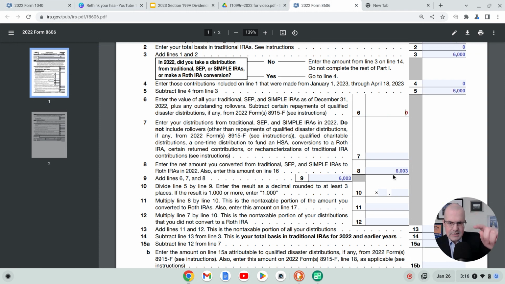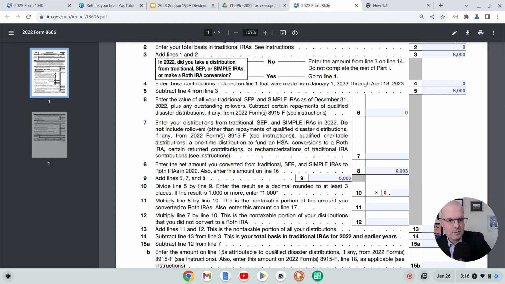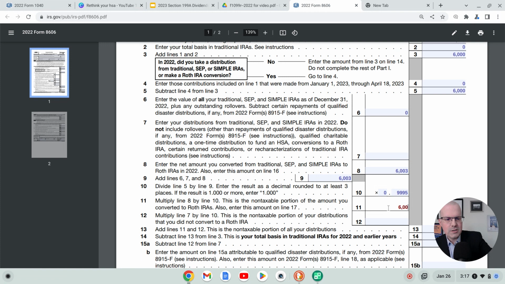So what we've got to do now is divide line 5 by line 9. So I'm going to pull up my calculator. Hopefully you can see this. 6,000 divided by 6,003. And we're just going to put in this box 10 the 0.9995, right? And then we multiply this line 10 by line 8. And guess what you're going to get? If we go back to our calculator and multiply 6,003, you get $6,000, right? In this box 11 here. That's generally what you should be getting.